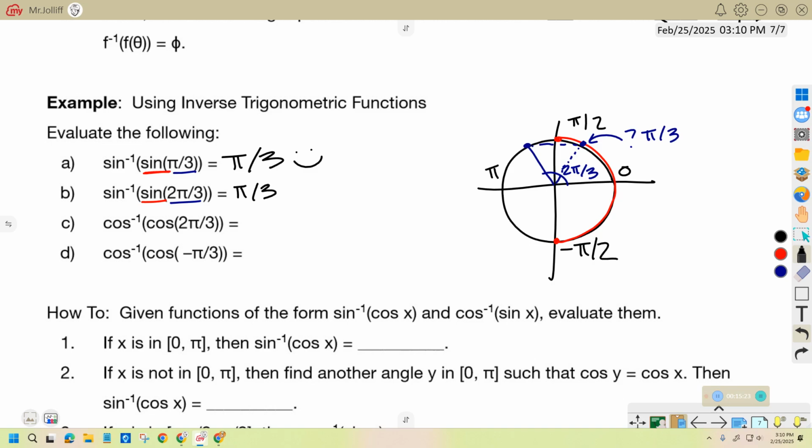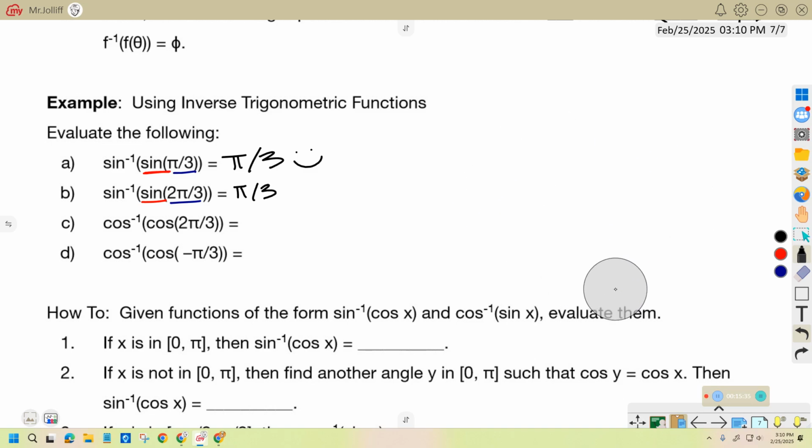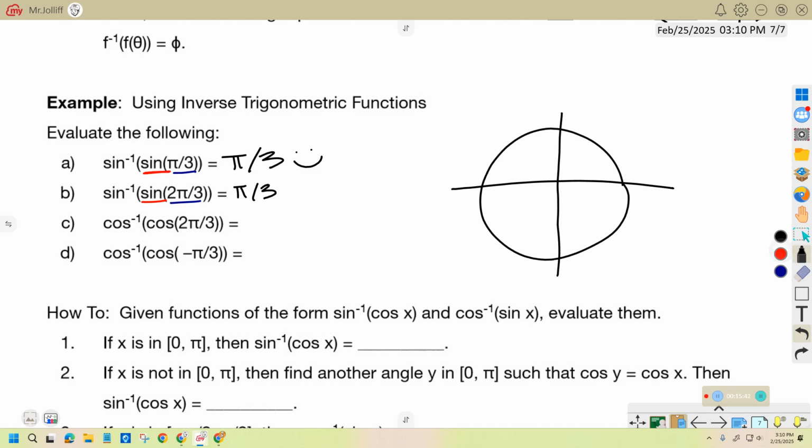The next two are cosine. I'm going to set up the unit circle, and I'm going to give you a couple minutes in your small group to try the cosine ones. So for both of the next ones, we're looking at cosine. What are the domain limits on cosine?